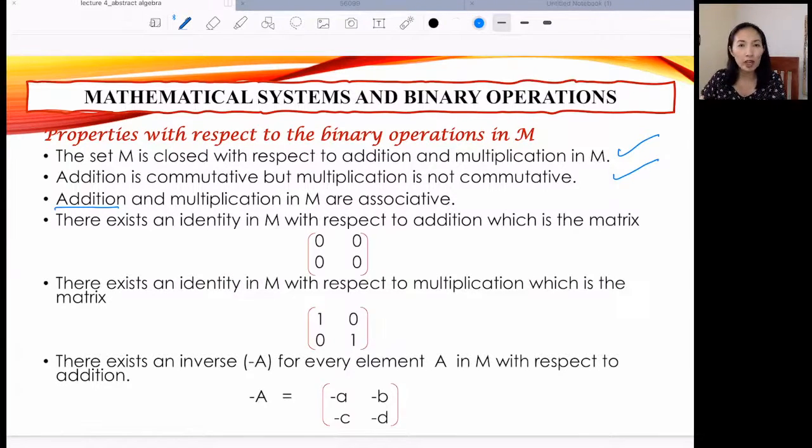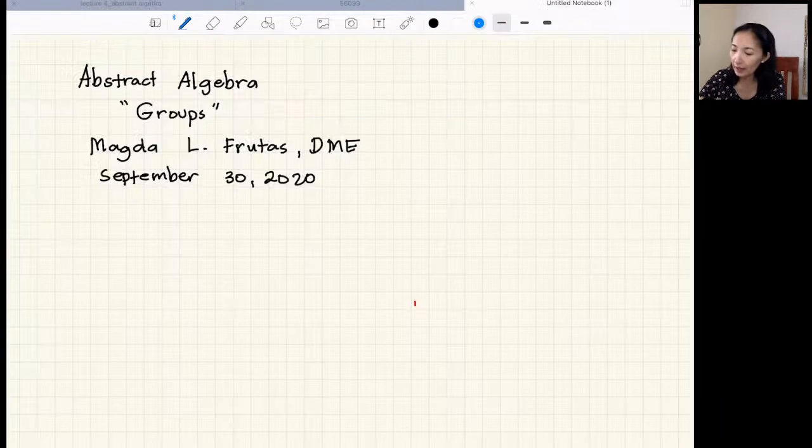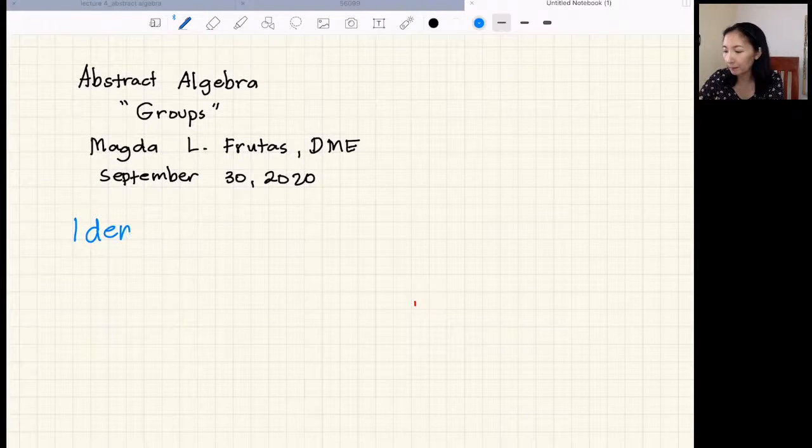Can you check on associativity whether it holds? Then, may we leave this? Let's leave this first. Groupings. How about this? Now, we move on to the fourth property. Is there an identity with respect to addition? Identity. Now, let's recall the definition of identity.